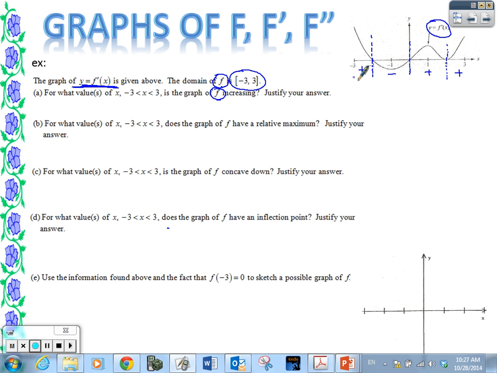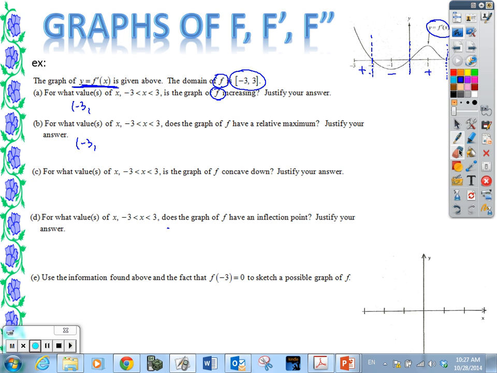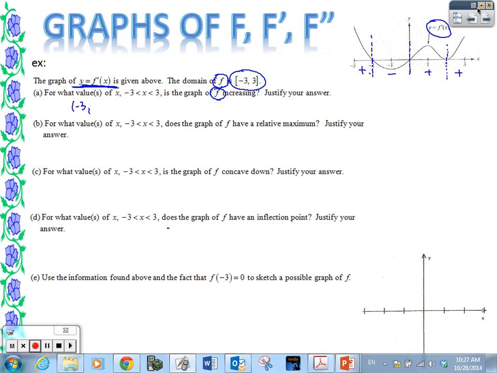So we're going to increase between -3, we're increasing here, between -3 and what, -2. Okay. And between 0 and 2, and between 2 and 3.